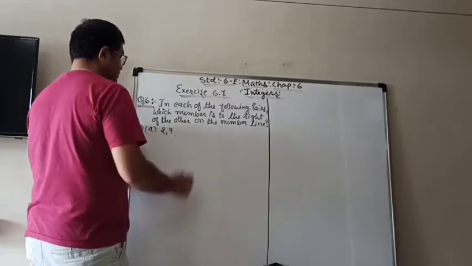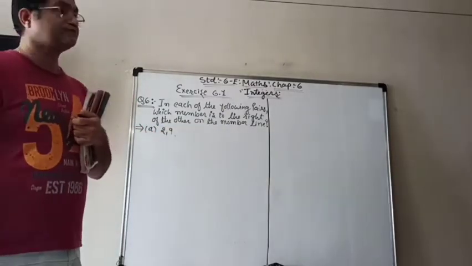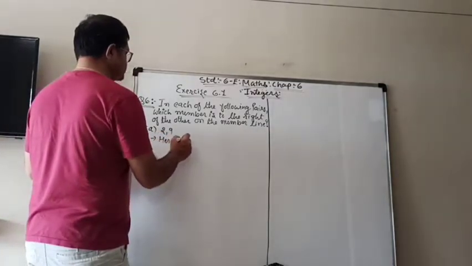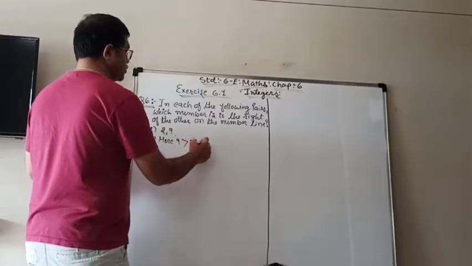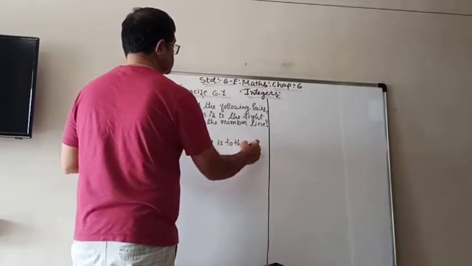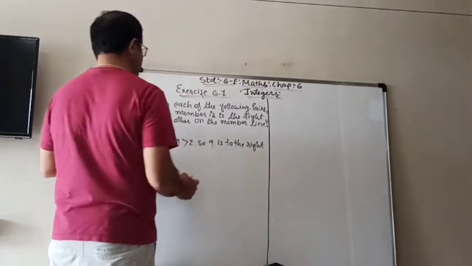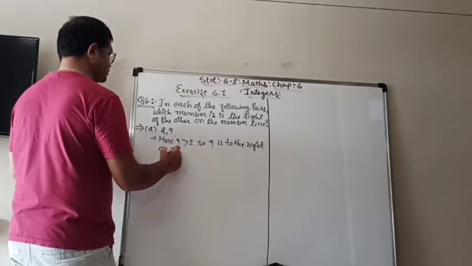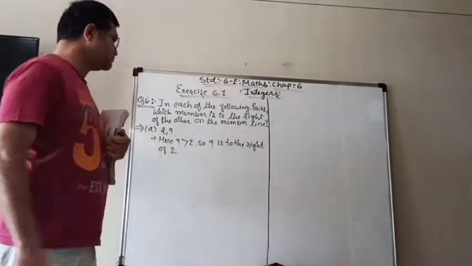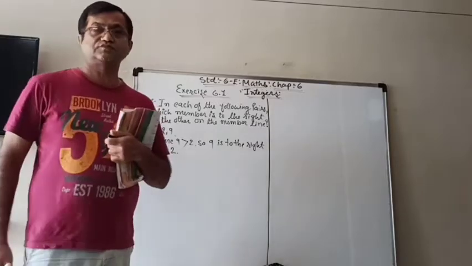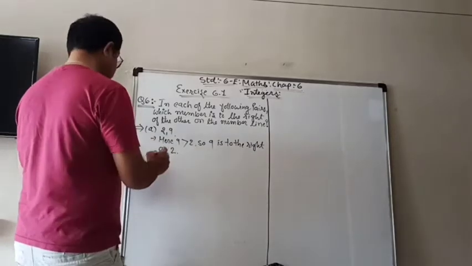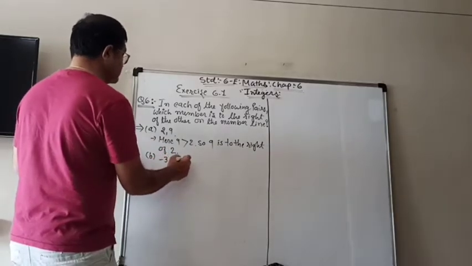Here, which number is greater? Obviously 9. So here 9 is greater than 2. So 9 is to the right of 2. So on the number line, 9 is greater, therefore it will be on the right side of the number 2. Second pair is -3, -8.